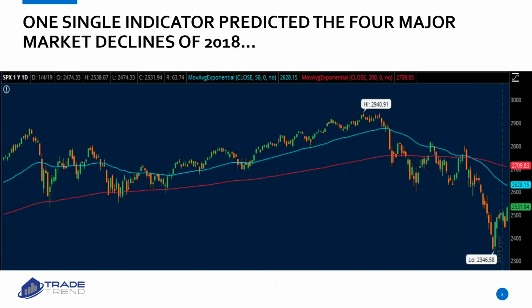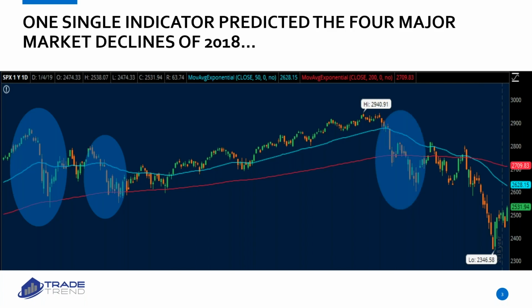So to visualize this, I've got a chart of the SPX pulled up. This is just a 1-year daily chart, and this encompasses all of last year, 2018. And I just want to highlight where these 4 major market declines took place. If you guys traded at all last year, I'm sure you'll remember the first major correction we saw was in January. This was a 10% correction. The second took place in March.